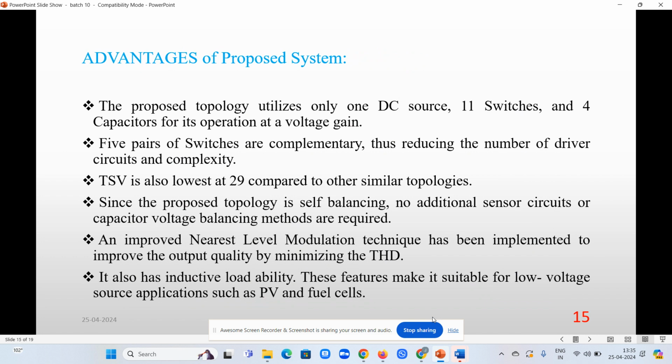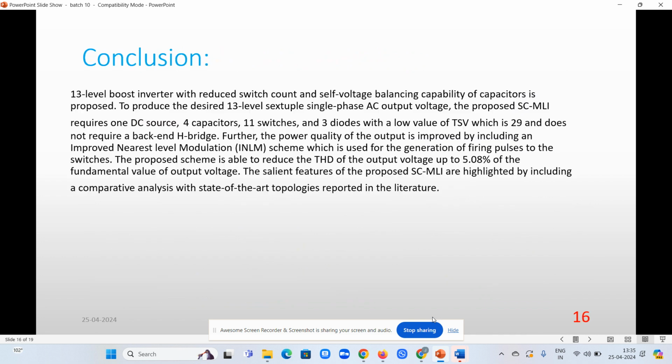An improved nearest level modulation technique has been implemented to improve the output quality by minimizing the THD. It also has integrated load ability. These features make it suitable for low voltage source applications such as PV and fuel cells.